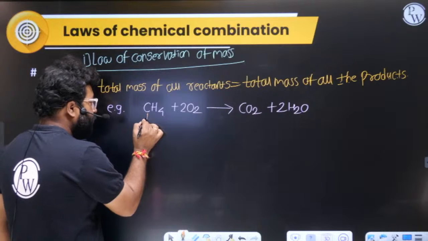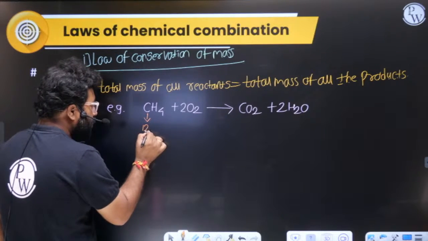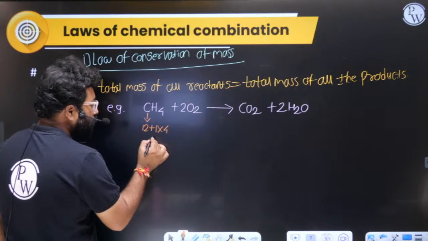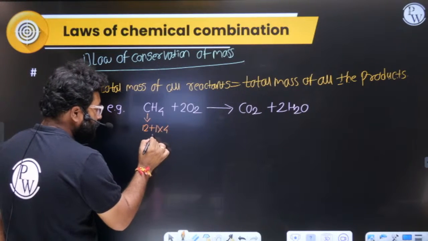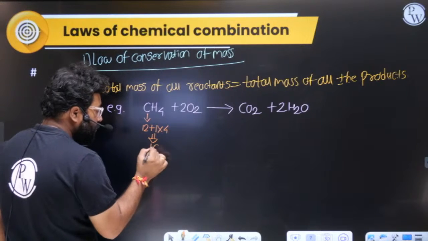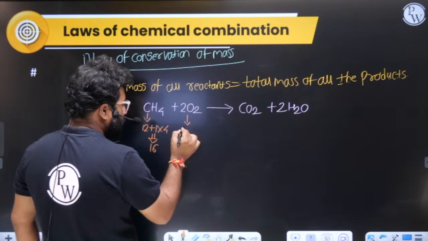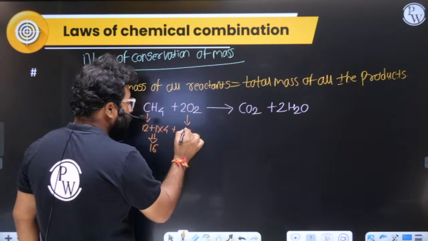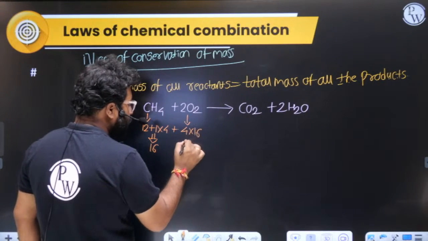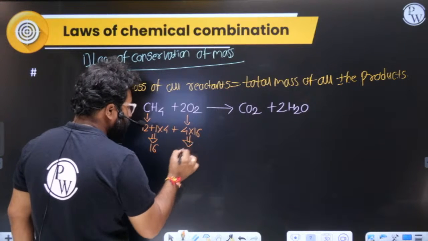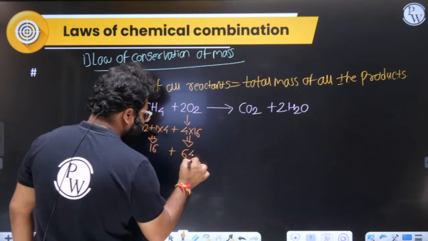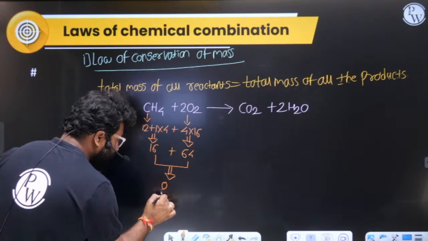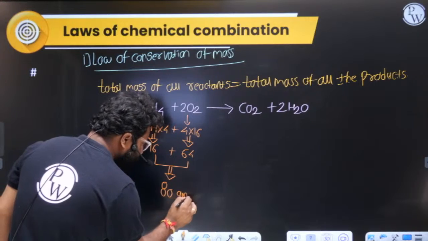So atomic mass of carbon is 12. Hydrogen is 1, but there are 4 hydrogen, so 1 into 4 plus 12, this is 16. Then oxygen, each oxygen has atomic mass of 16. You've got total 4 oxygen atoms, so this comes out to be 64. So 16 plus 64 comes out to be 80. Now let's take 80 grams.